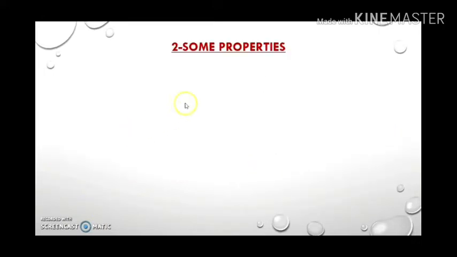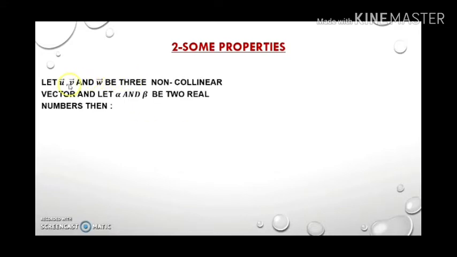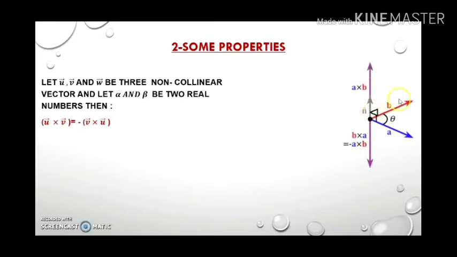Now let's talk about some properties. For this, take three non-collinear vectors u, v, and w, and let alpha and beta be two real numbers. The cross product is anti-commutative. It means that u cross v is not equal to v cross u, it's equal to minus v cross u. As shown in this figure, we have two vectors a and b, then the cross product of these two vectors, denoted by a cross b, is the opposite vector of the cross product of b cross a.